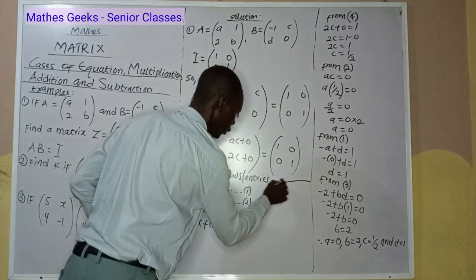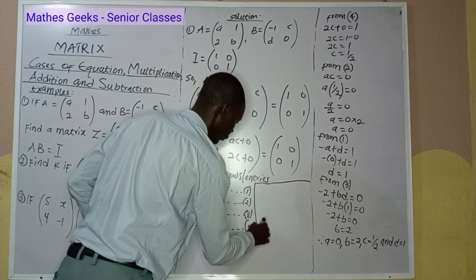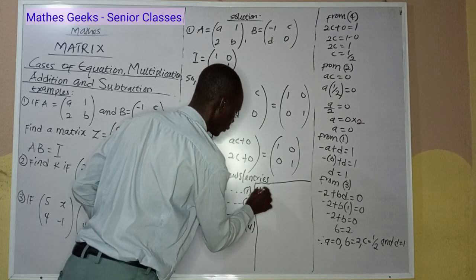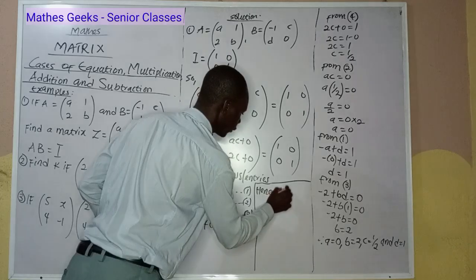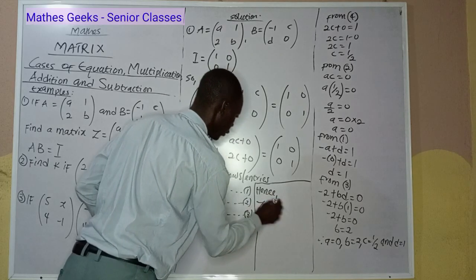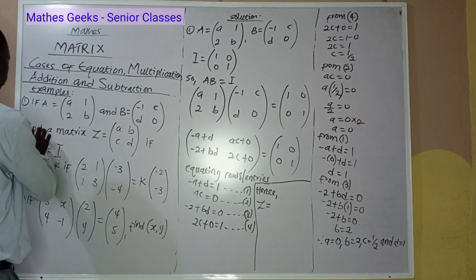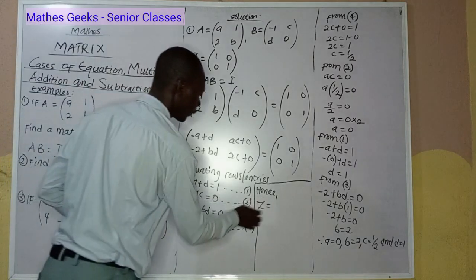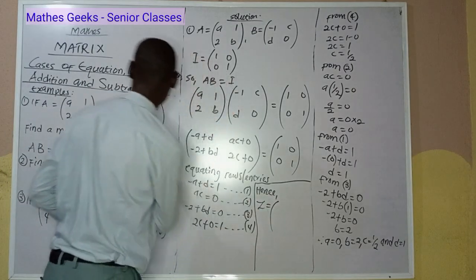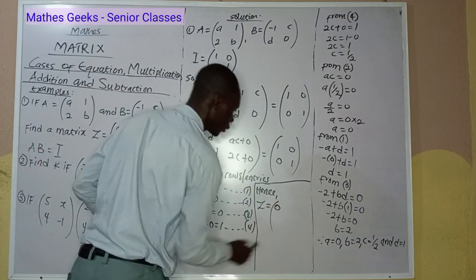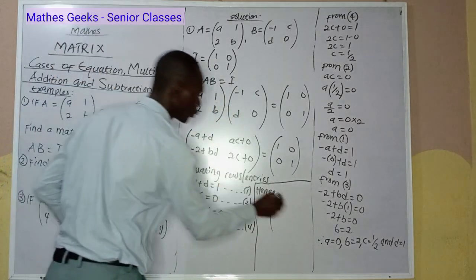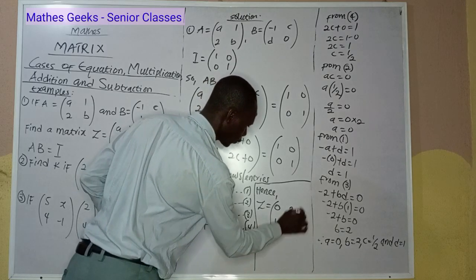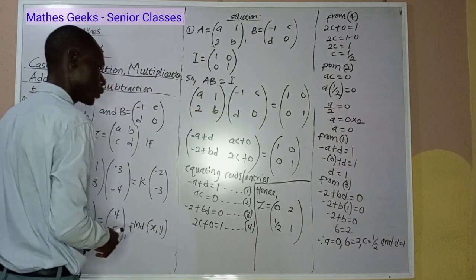Hence, we come over here. So we say, therefore, Z. Now the question says find a matrix Z equals A, B, C, D. So Z is equal to the matrix with A as 0, B as 2, C as half, and D as 1. This is the matrix Z.